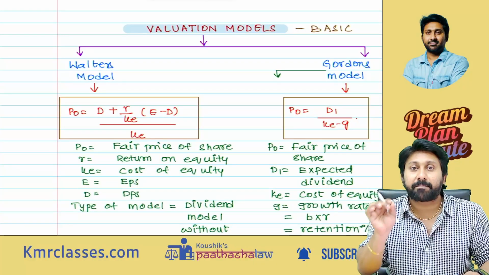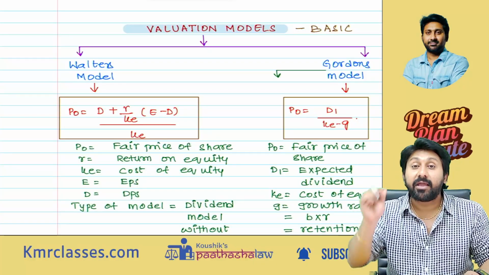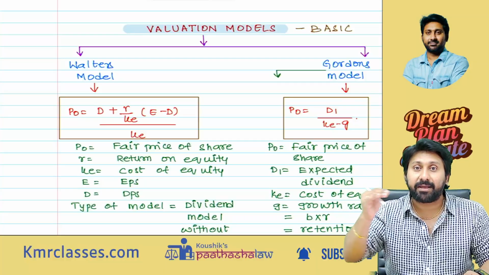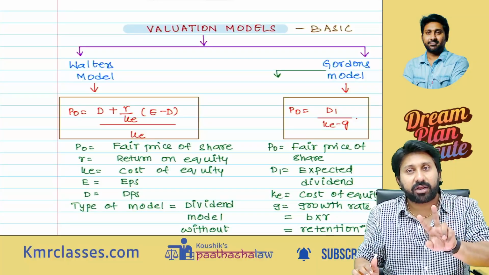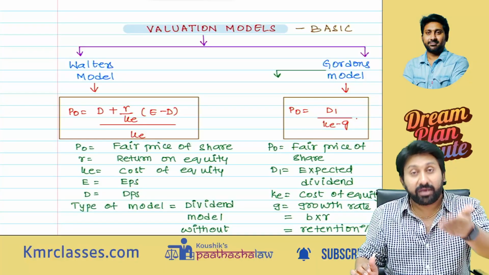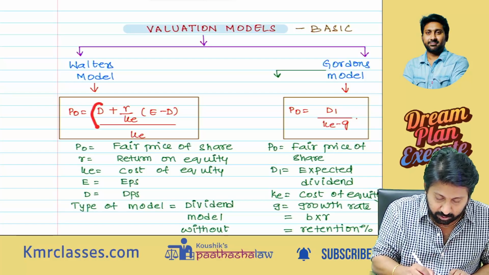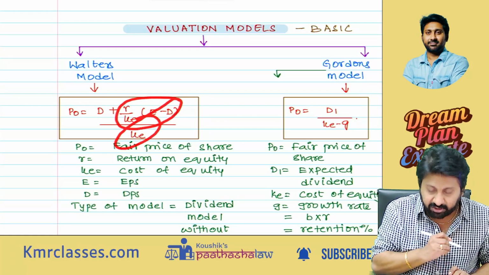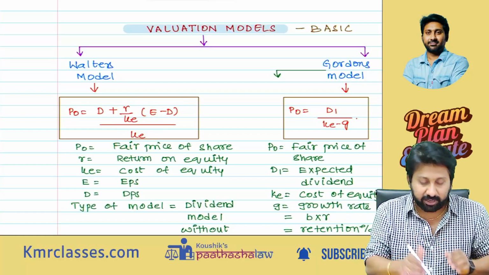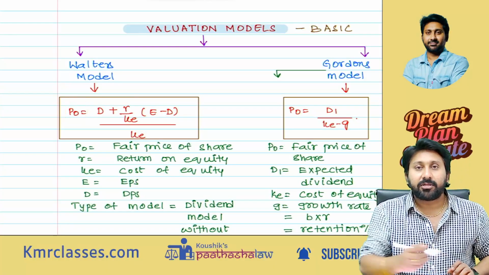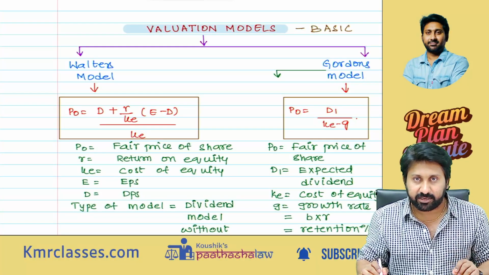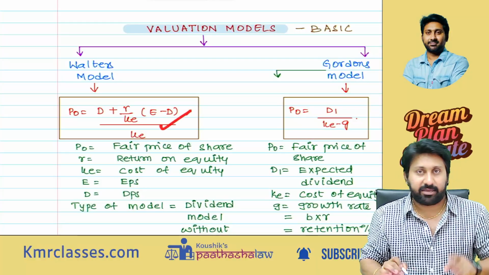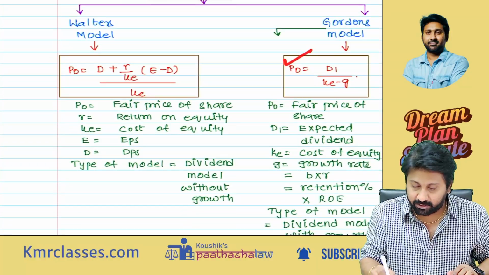Present value of perpetual cash flows equals cash flow per annum divided by required rate. That cash flow can be of two forms: paid cash flow and retained cash flow. Paid cash flow is D by KE. Retained cash flow is R by KE into (E minus D) whole divided by KE. Both put together is the total value of a share. So P0 = D/KE + (R/KE) × (E − D)/KE. One formula. Second one, Gordon's formula.